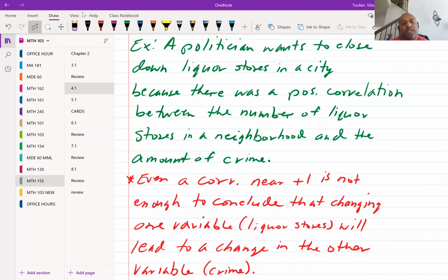All right, so red is a response to the statement in green. Even a correlation near +1 is not enough to conclude that changing one variable, the liquor stores, will lead to a change in the other variable, crime. So in other words, even though you may see the correlation of +1, that every place that you look, there's high crime, there's also liquor stores, but there may be other variables that play a role in that. Like, is there a shopping center nearby? What about gangs? There's a whole bunch of things that could play a role in that. So you cannot just assume that if you take out all liquor stores, then crime will just go down.